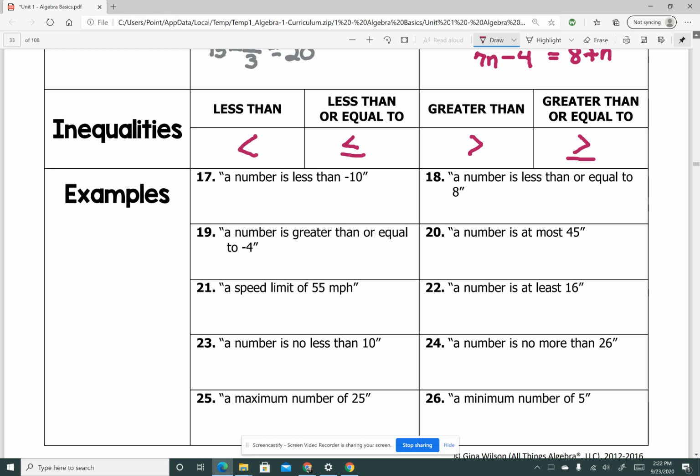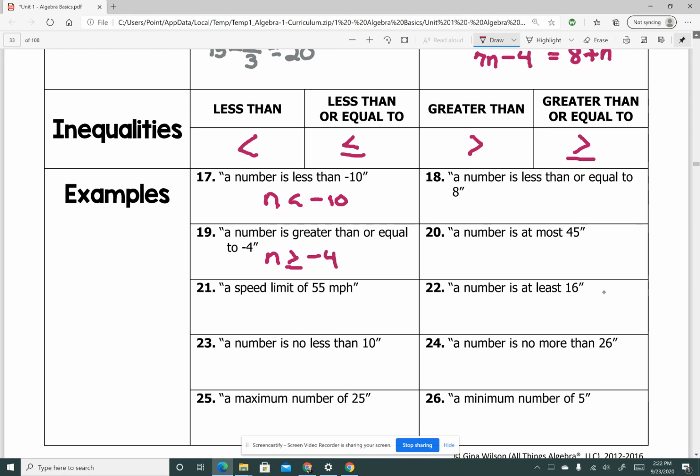Or if you want to pause the video now and challenge yourself a little bit and try them all on your own, I think it's a really good exercise. So number 17, a number is less than negative 10. So we're still using n. A number is less than negative 10. A number is greater than or equal to negative 4.